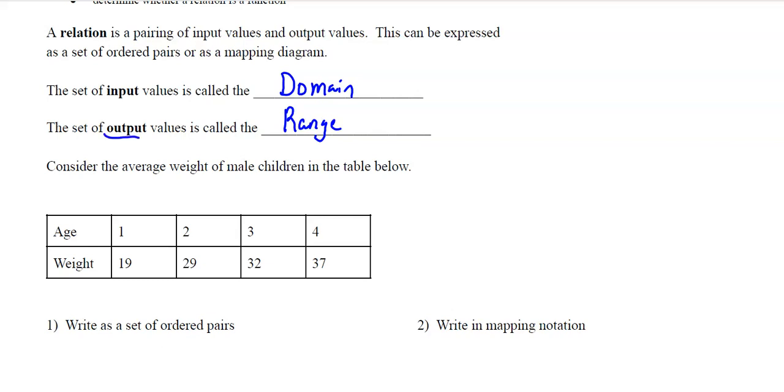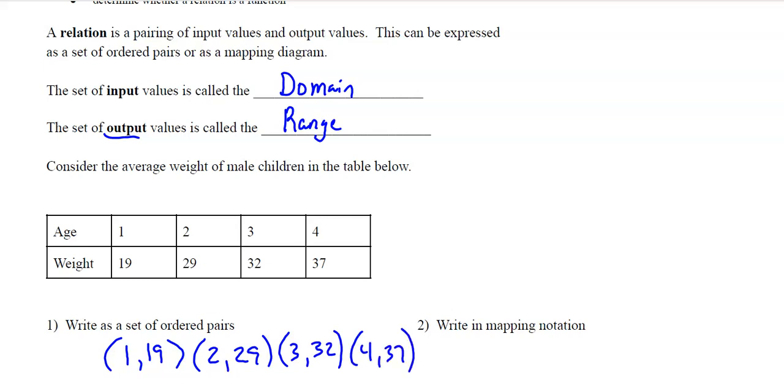And it says, consider the average weight of male children in the table below. So we're looking at 1, 2, 3, and 4-year-olds, and then the average weight of those kids. And it was kind of an interval, but I just picked the median or the middle number for each one. So it says, number 1, write as a set of ordered pairs. So our inputs are the age. So when you put an input of 1, you get a weight of 19. And then 2 pairs up with 29, 3 pairs up with 32, and 4 would pair up with 37.